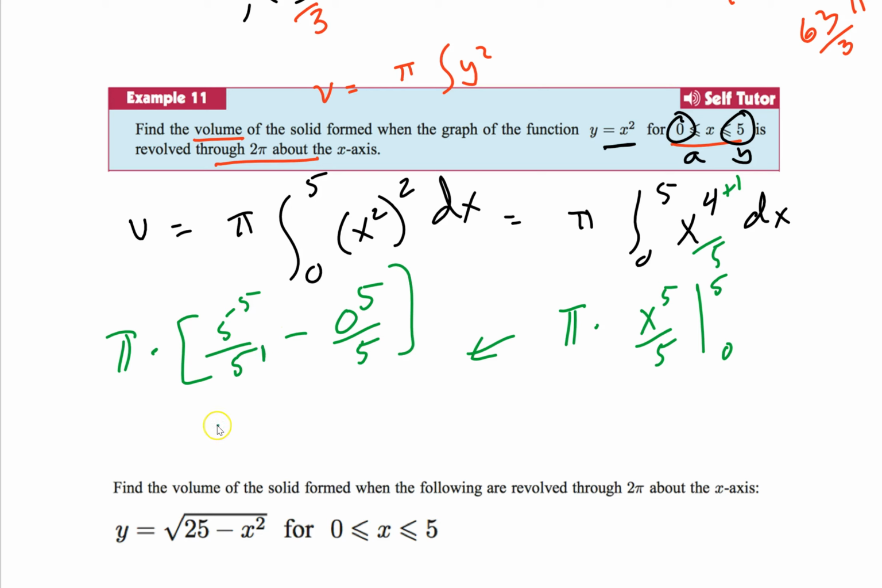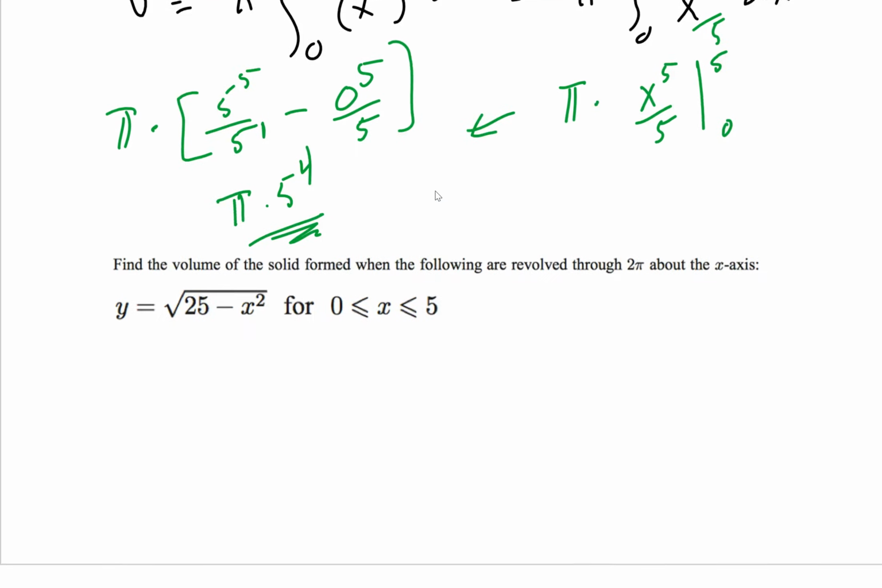So I'm going to get pi times 5 to the 4th. I don't know what 5 to the 4th is, but whatever that is. This is a 0. I got 5 to the 5th over 5 to the 1st, so 5 to the 4th. But again, that's the general idea. If I want volume, I just do that. Just use the formula. It's basically the area formula squared times pi. And it's in your formula sheet.